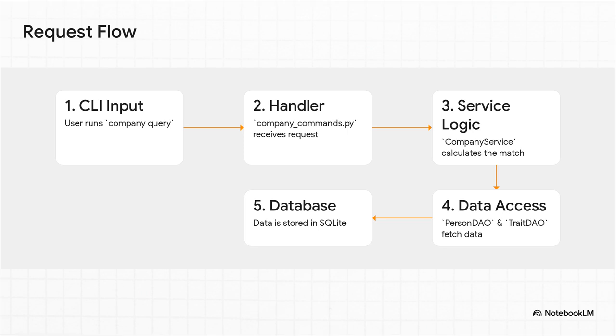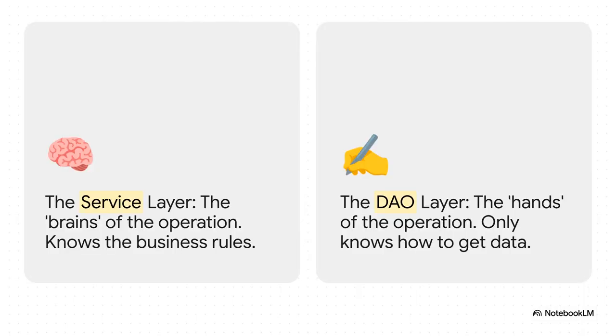This clean separation is the hallmark of really great design. And this all comes down to a critical idea in software engineering called separation of concerns. Think of it this way. The service layer has the brains. It knows the rules, like how do I match a person to a job? The DAO layer, on the other hand, has the hands. It only knows how to get stuff from the database. It asks, how do I grab all the person records? By keeping these two jobs completely separate, the code becomes so much cleaner and way easier to manage down the road.